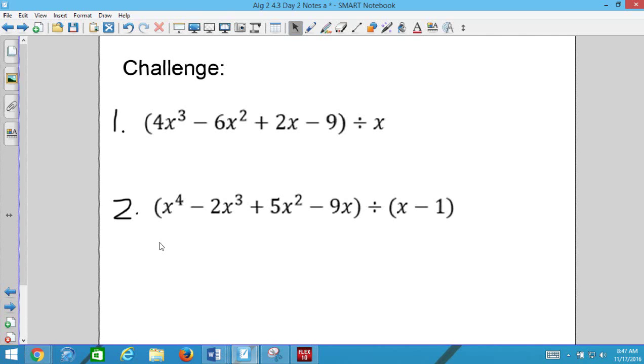You have to do synthetic division. I mean, there are other ways of doing these, but I just want to see if you can do it by synthetic division, that's all. And then the second one is x to the 4th minus 2x cubed plus 5x squared minus 9x divided by x minus 1.